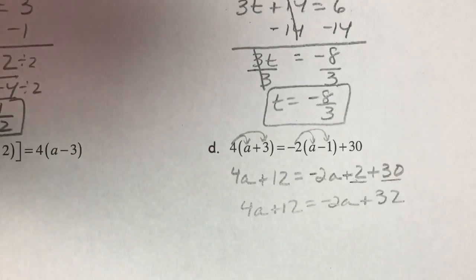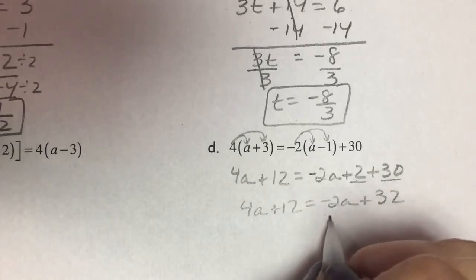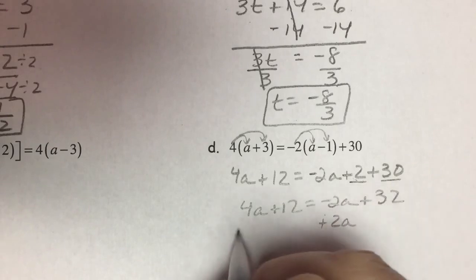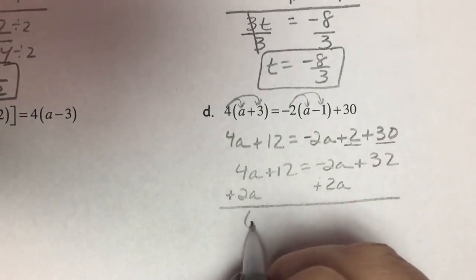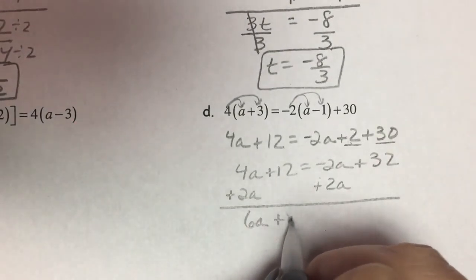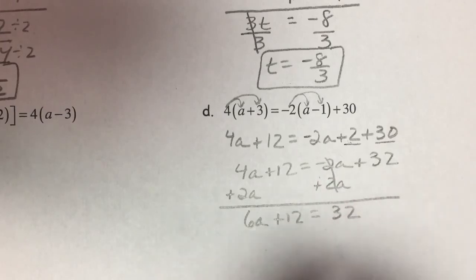All right, so now we have to gather all of our variables to the left-hand side, which means I want to move this negative 2a. How do I get rid of negative 2a? I add 2a to both sides of my equal sign. That's going to give me 6a plus 12 equals, those will disappear, 32.